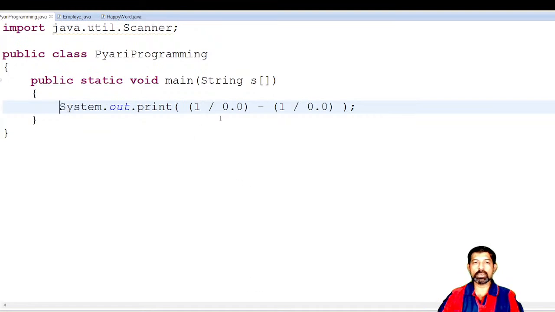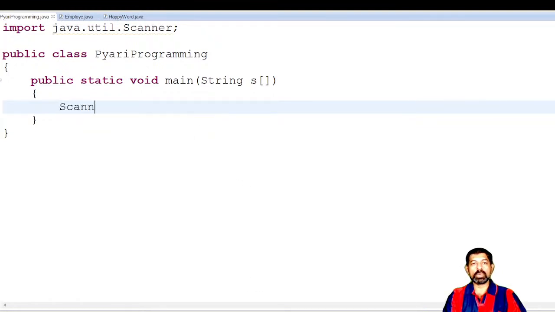Okay, for this I need to accept a number, so I will declare a scanner class object. Now my question to you is how to check whether a number is 3 digit or not. That is the first part we need to solve, how to check whether it is a 3 digit number or not.